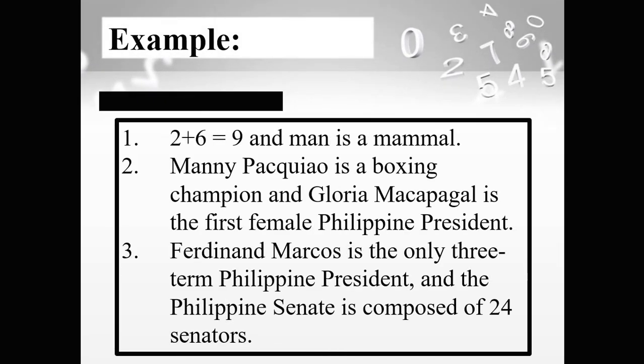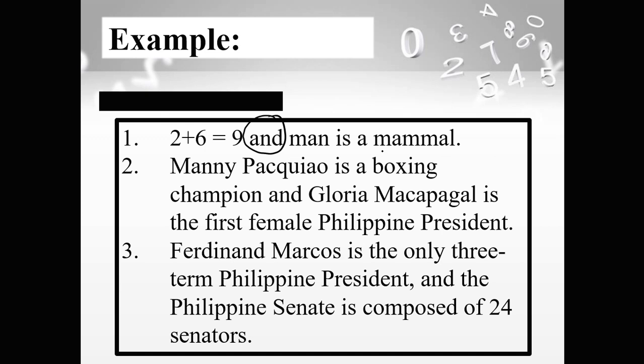For number 1, our first statement, 2 plus 6 is equal to 9, and the logical connective is and. Second statement, man is a mammal. So, alamin mo muna, true or false ba yung first and second statement, and then makukuha mo na ang iyong final answer by following the rule of the conjunction, yung nasa table.